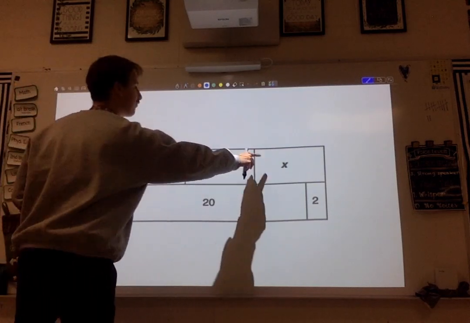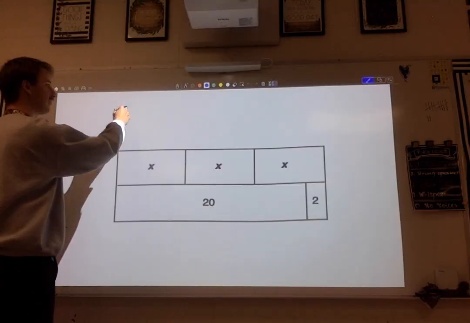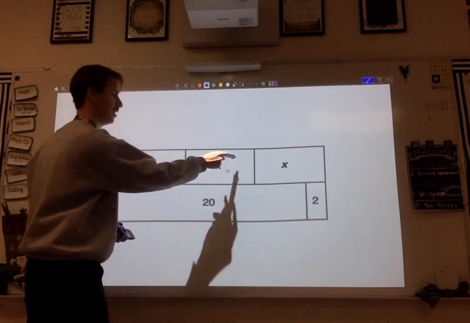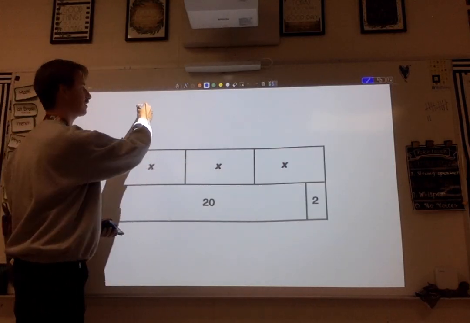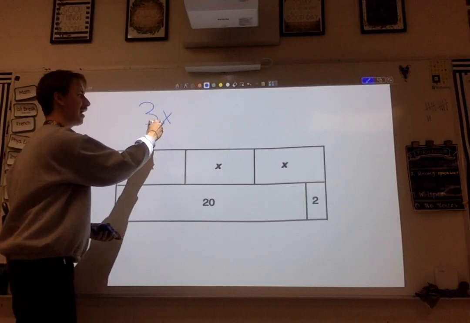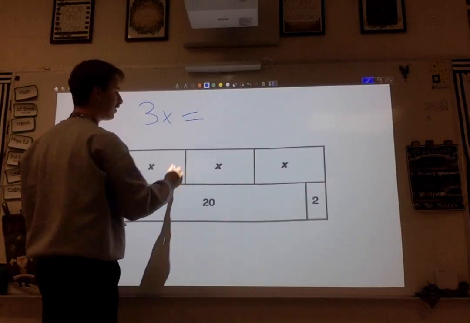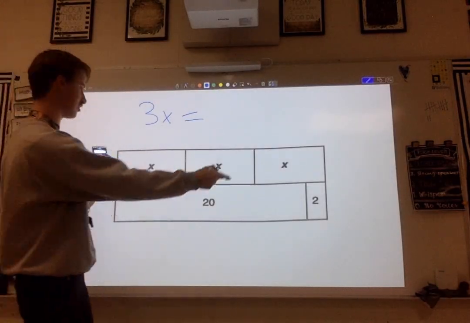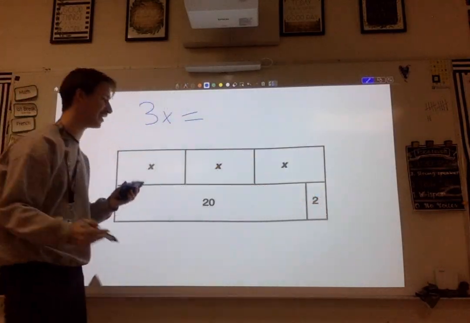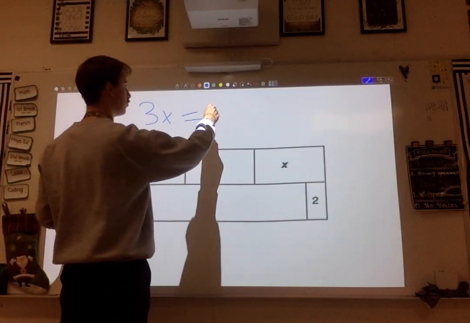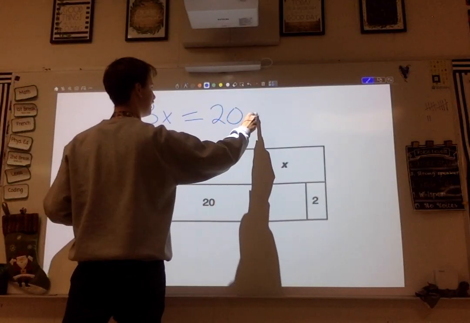Right here, I have 3 x's. So I can write x plus x plus x. But if there are 3 x's, I've got 3x. It's an easier way to write it. And what do I have on the bottom? It is equal, because they're the exact same length here. So it is equal to 20 minus 2.